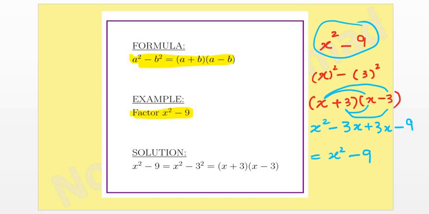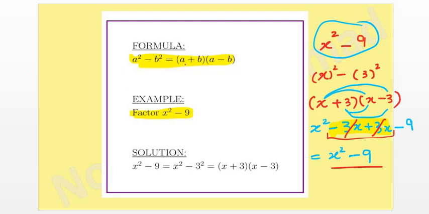Why? Because if you look at these two terms, these are like terms, right? Negative 3x and plus 3x. Now we have to see them according to the rules of addition and subtraction. They have different signs, so we will subtract. So 3 minus 3 will give us 0. And many times I told you in my videos that whenever you get 0, you can cancel these two terms. So finally we are getting the same answer.